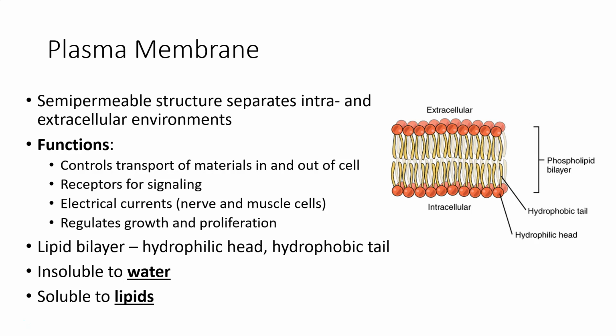On nerve and muscle cells, it's the cell membrane that propagates electrical current, and the cell membrane regulates growth and proliferation of the cell. The cell membrane is a lipid bilayer made up of phospholipids with a hydrophilic head and a hydrophobic tail. The plasma membrane is insoluble to water, but because of this hydrophobic or lipophilic tail, it is soluble to lipids.